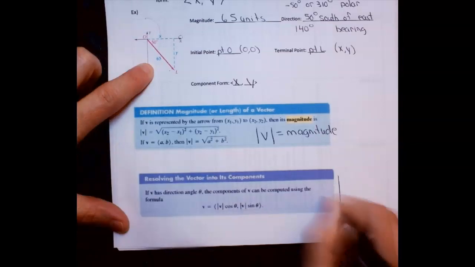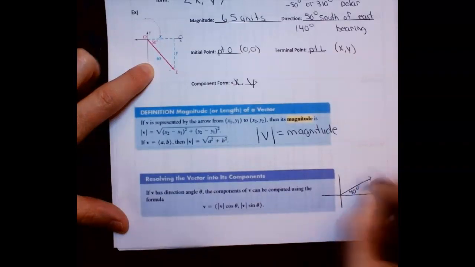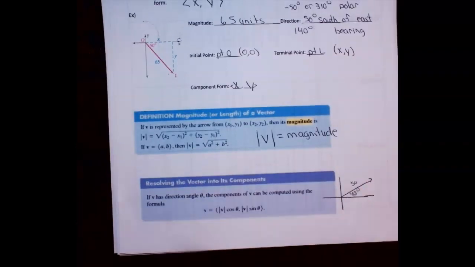For example, let's suppose this angle here was 40 degrees and this was 50. We can quickly convert this right now. This would be polar form. It's 50 units with a 40-degree direction. To quickly convert it to component form, they're taking the magnitude times the cosine of that angle and the magnitude times the sine of that angle.